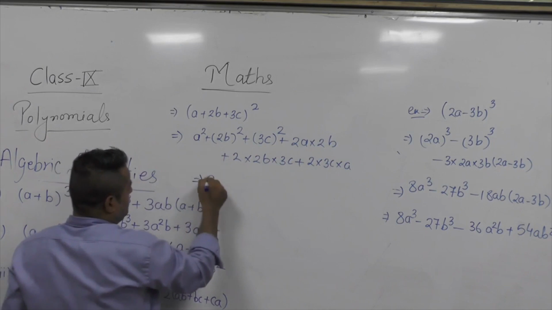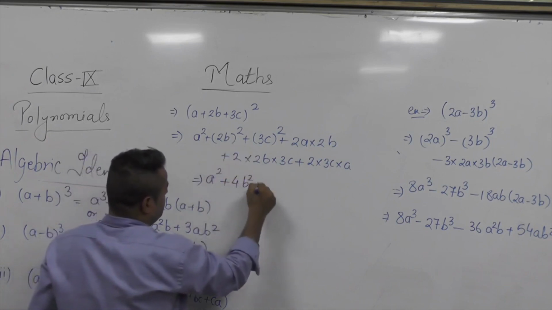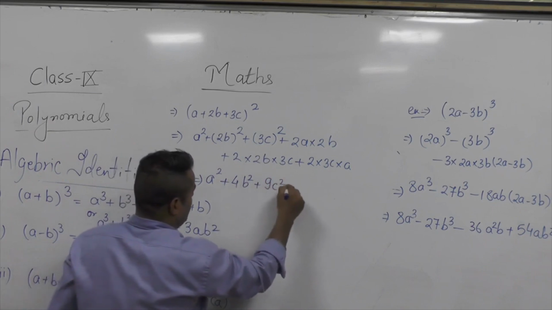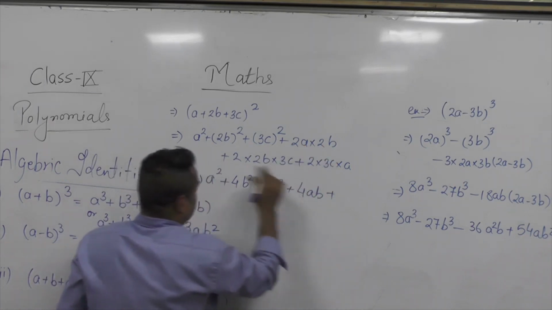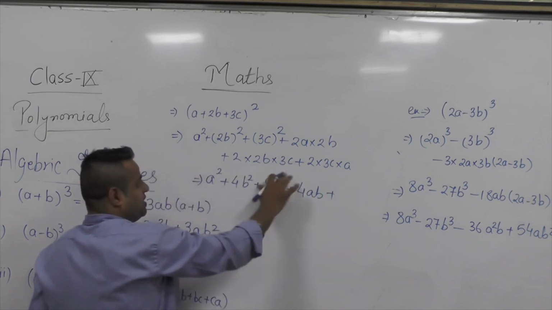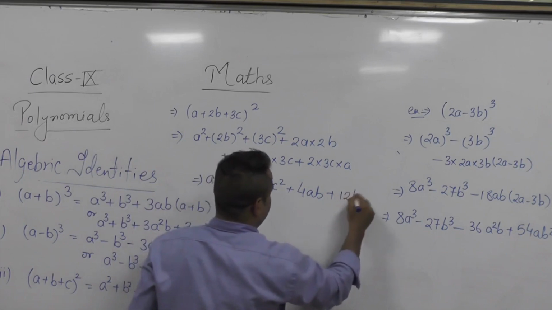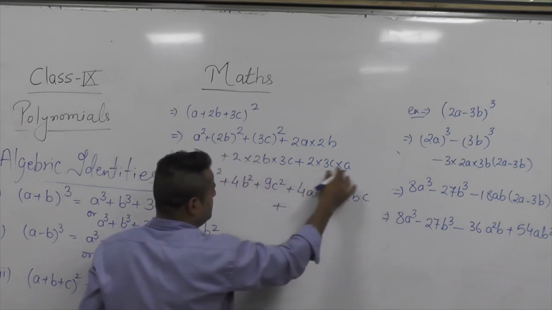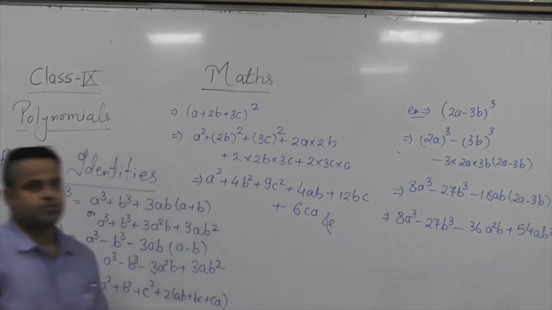Now see, a square, 2b whole square is 4b square, 3c whole square is 9c square, 2a 2b will be 4ab, 2 into 2b into 3c gives us 12bc, and last 2 times 3ca is 6ca, and that is your answer.